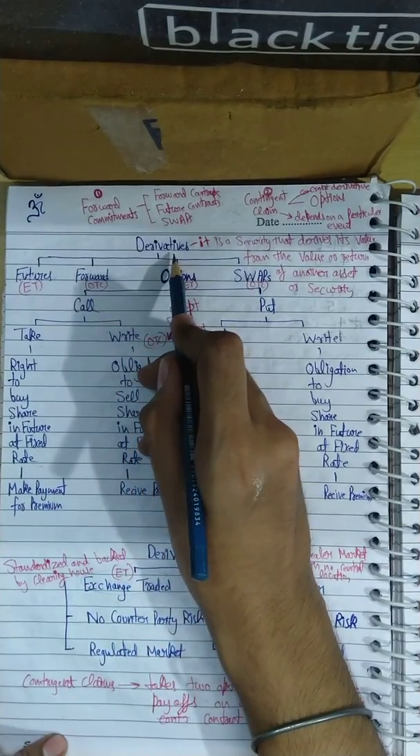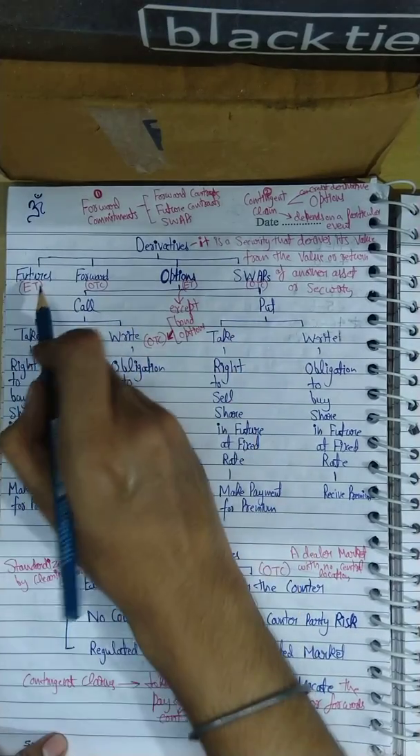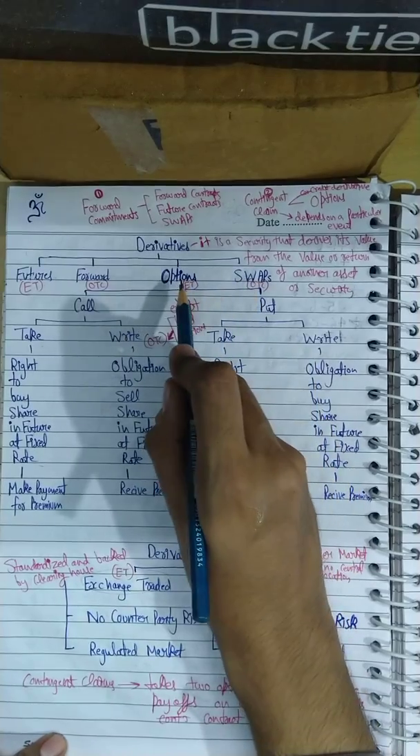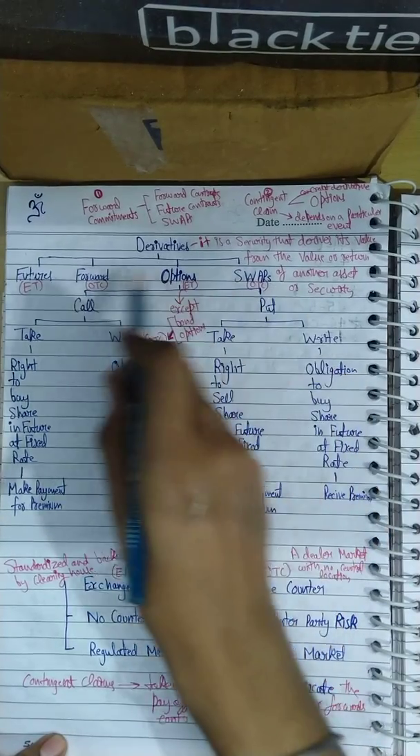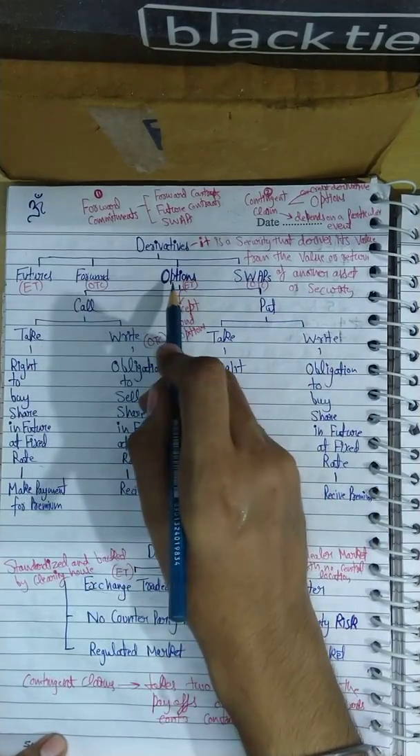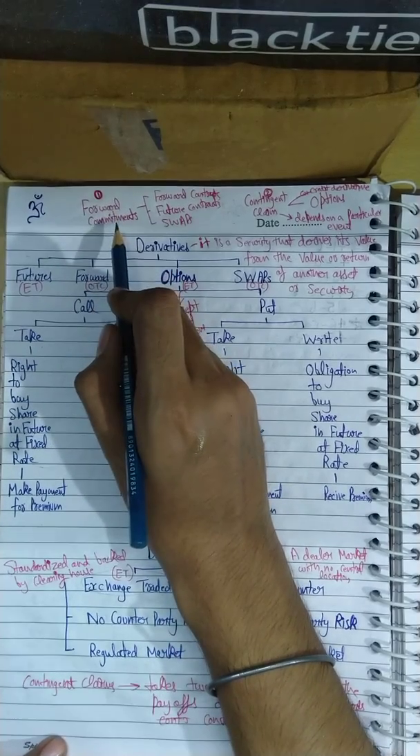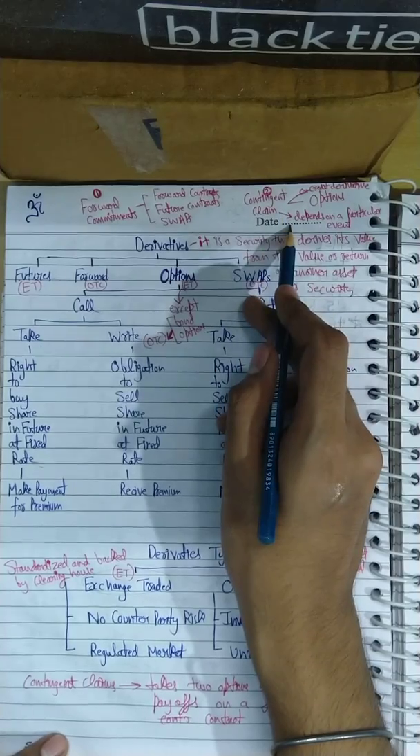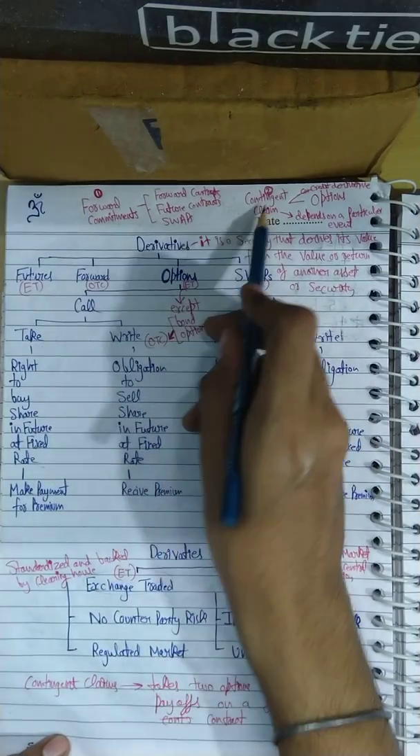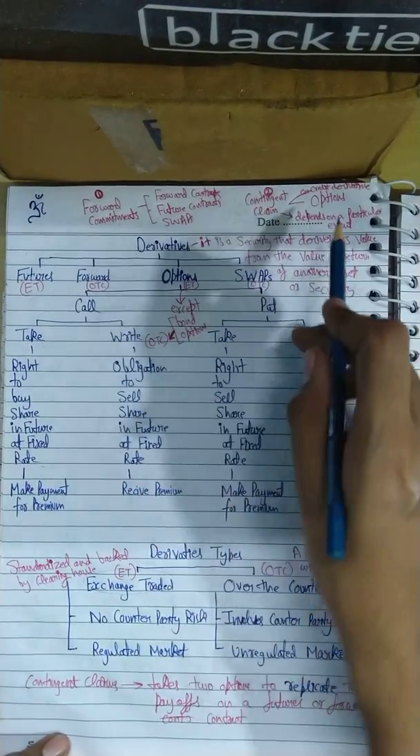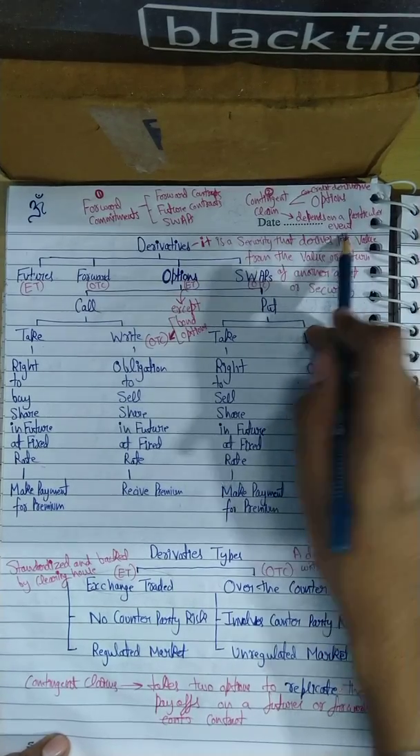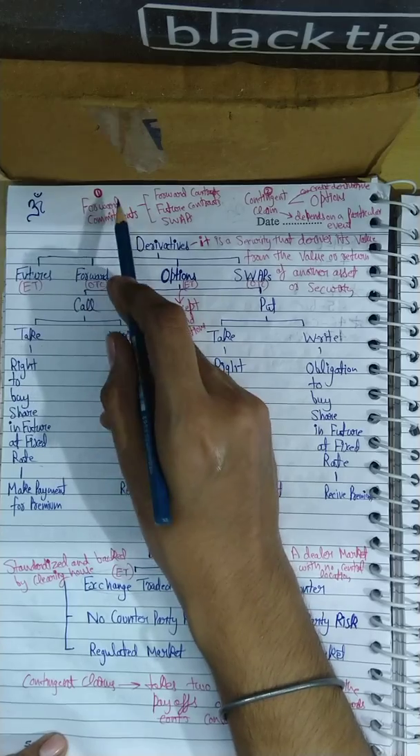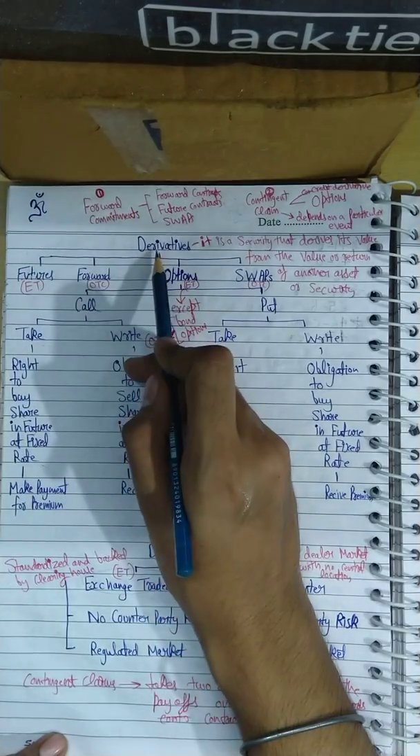If you see, there are basically four types of derivatives: futures, forwards, options and swaps. Except options, the rest of the derivatives are the forward commitments. Forward commitments and options are the contingent claims. Okay. Contingent claims, what are contingent claims? Which depend on a particular event. But forward commitments is not a contingent claim, it is a contract which has to be executed.